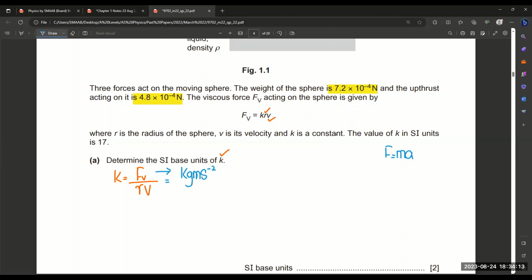Kg meter per second square divided by meter per second. So the meter cancels out, right? And then also one of the s cancels out, so what you're going to be left with is kg per second.